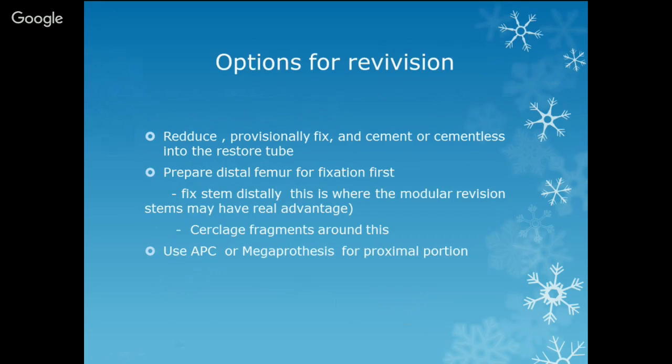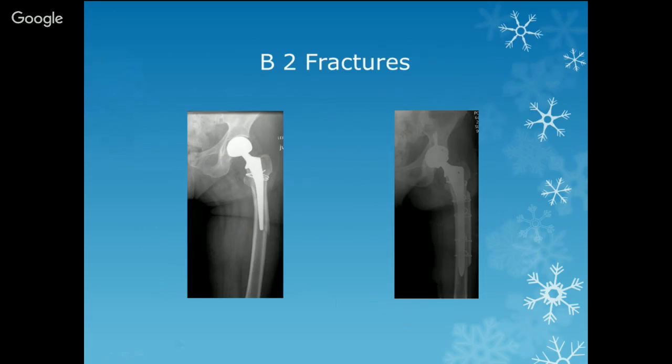So what are the options? We have revision with proximal fixation, use an APC, megaprostheses, or use distal fixation. This is a B2 fracture. The prosthesis is unstable, and we have to replace it with a long stem prosthesis, and we have to fix it with multiple cable wires and a plate.